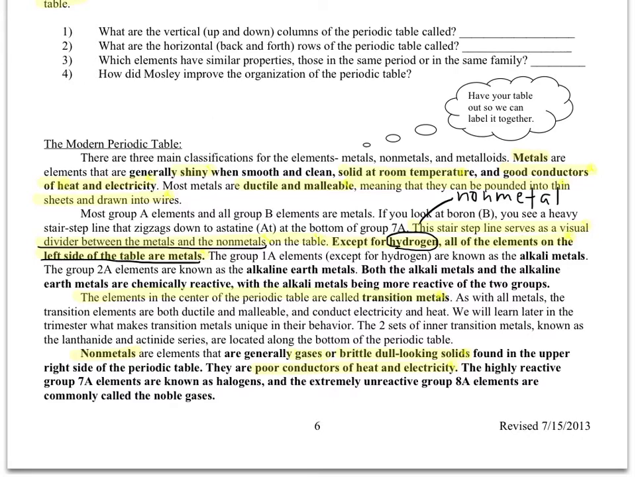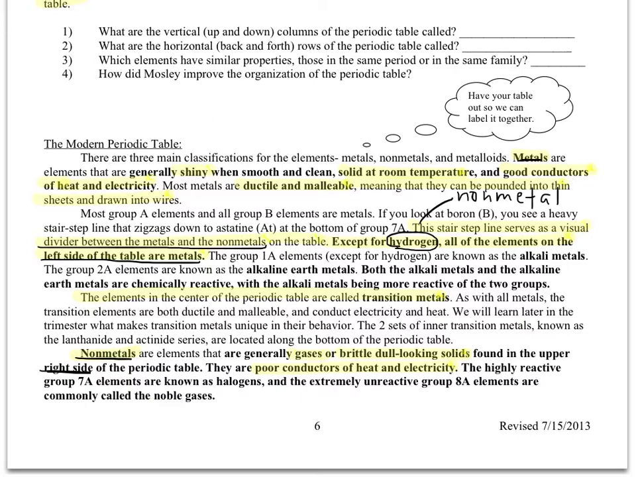Over on the right side, to the right of that dark stair-step line, are the nonmetals. So they're over on the right side. And the writing for this is actually on the next page of your worksheet, but there are also metalloids, so those are the elements that are sort of touching that bolded stair-step line.